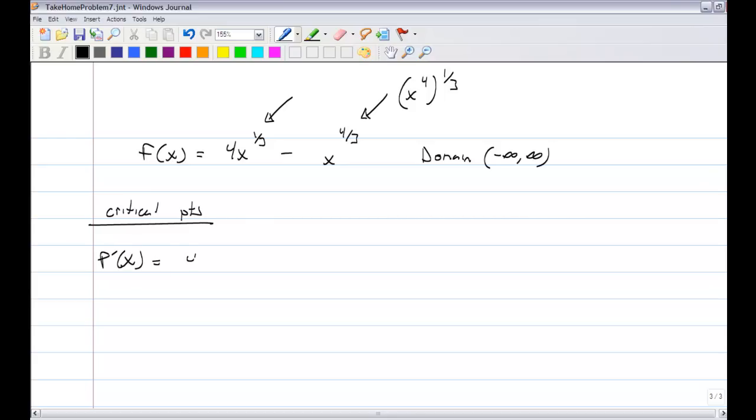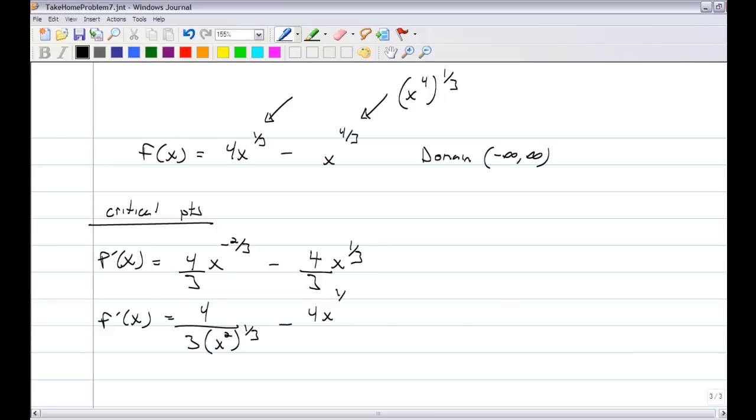So f prime of x is 4/3 x to the negative 2/3 minus 4/3 x to the 1/3. I'm just using the power rule. I'll recopy this. f prime of x equals 4/3 times x squared to the 1/3 minus 4x to the 1/3 over 3.